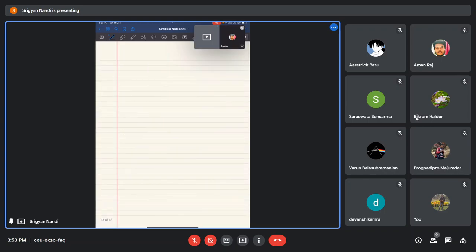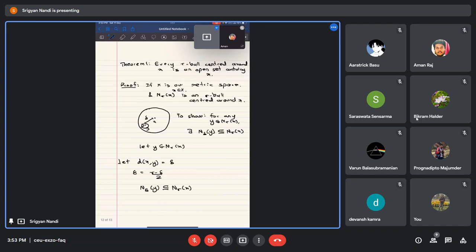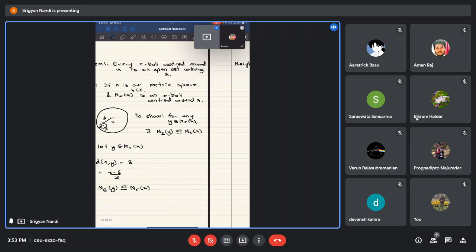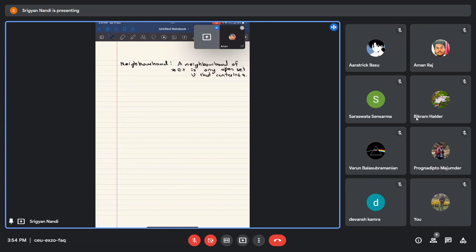And the second theorem, before I proceed to the second theorem, I need to define a neighborhood. A neighborhood of x is any open set U that contains x. Since it contains x, a neighborhood of x could also be an r-ball centered around x. It could even be an r-ball that contains x but is not centered around x. Just like y was contained in this r-ball centered around x, but the ball wasn't centered around y. So it does not necessarily mean that a neighborhood is a ball. It could be any open set that contains x. So now we come to the second theorem.